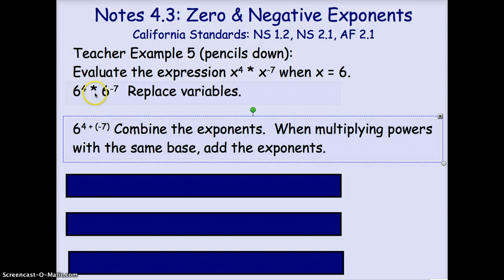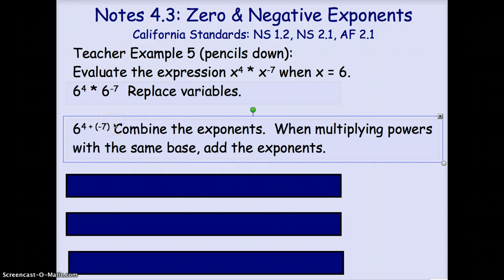Now, whenever it says multiplication, that means you're adding your exponents. So anytime you see that multiplication with a base and an exponent, if the bases are both the same, you can add those exponents. So again, I leave my base alone of 6, and I'm adding 4 plus negative 7.